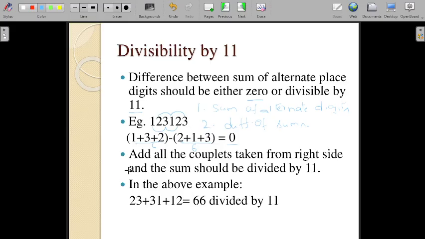The second method is to add all the couplets. For example, from the right side onwards we need to take pairs of digits. Pairs of digits means 23, 31, 12, etc.